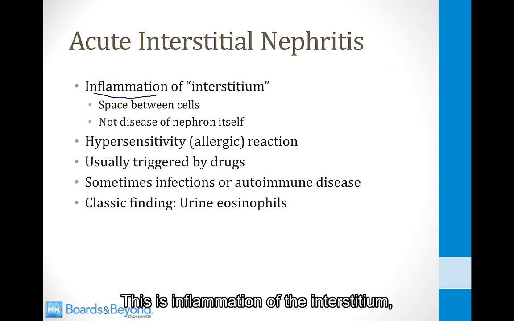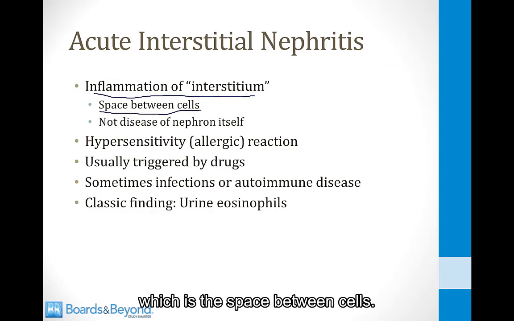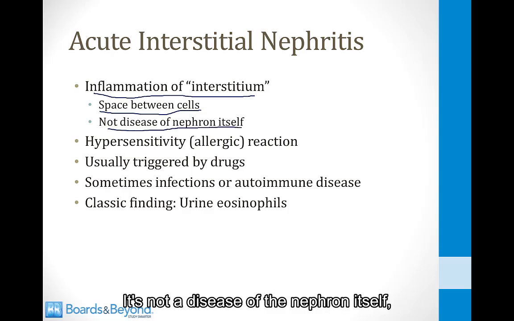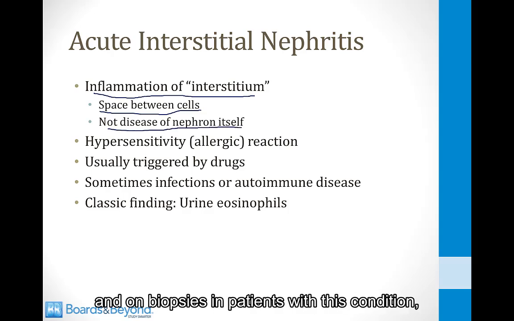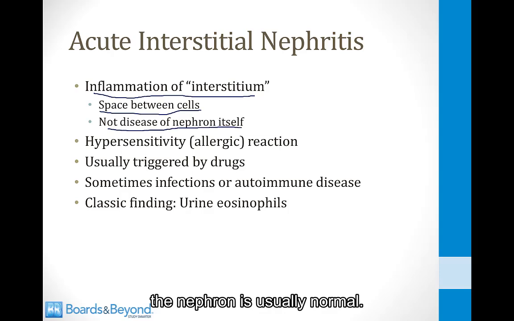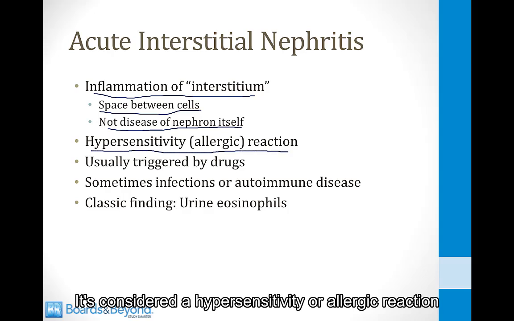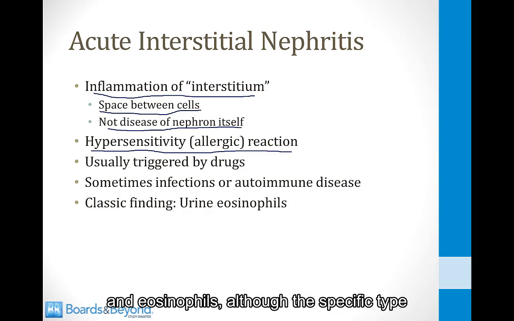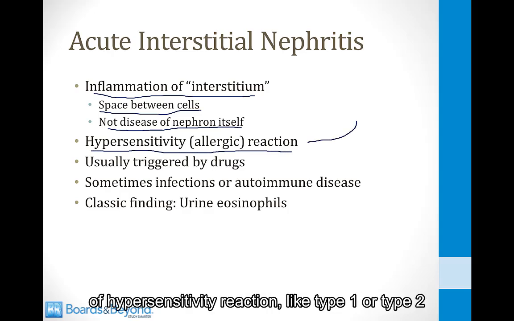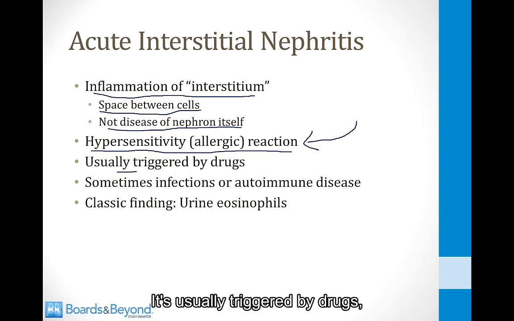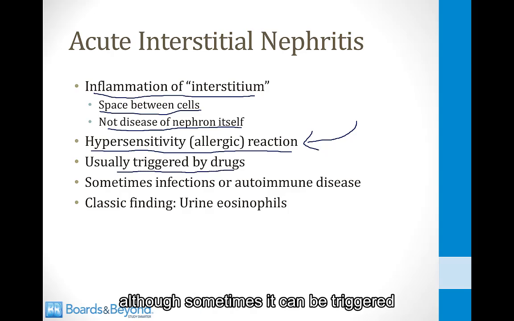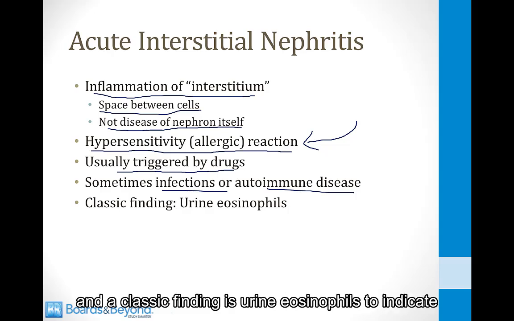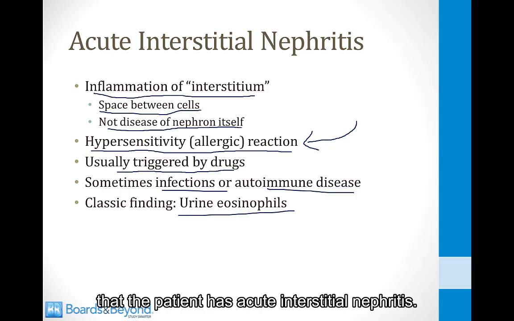This is inflammation of the interstitium, which is the space between cells. It's not a disease of the nephron itself, and on biopsies of patients with this condition, the nephron is usually normal. It's considered a hypersensitivity or allergic reaction because it involves a cell-mediated immune response and eosinophils, although the specific type of hypersensitivity reaction, like type 1 or type 2, is not clearly understood. It's usually triggered by drugs, although sometimes it can be triggered by infections or autoimmune disease, and a classic finding is urine eosinophils to indicate that the patient has acute interstitial nephritis.